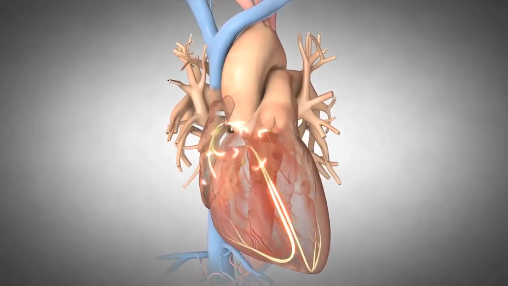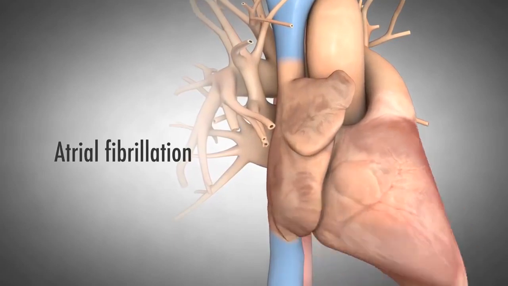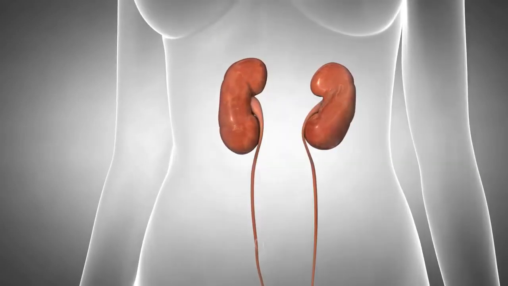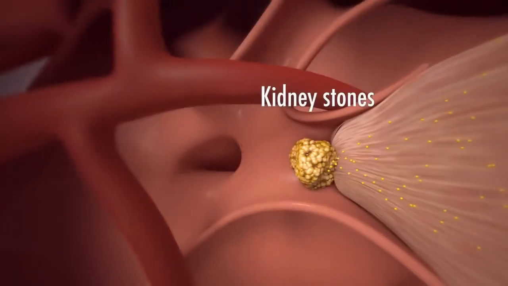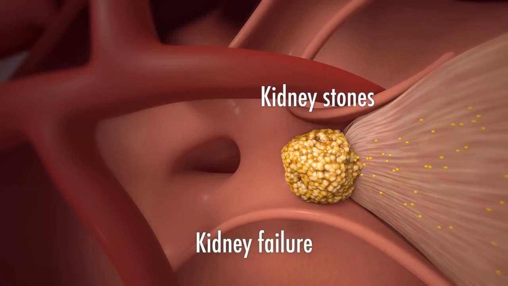The high calcium often affects the electrical system of the heart, causing atrial fibrillation and palpitations. The excess blood calcium builds up in the kidneys, forming kidney stones, and occasionally causing kidney failure.